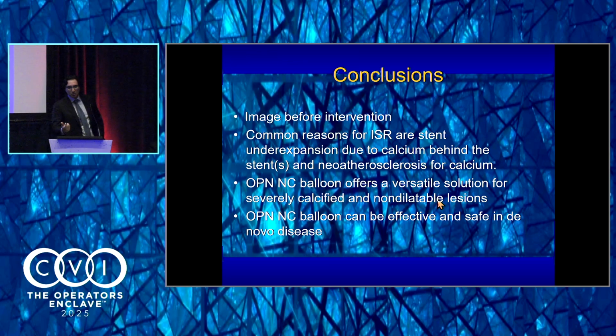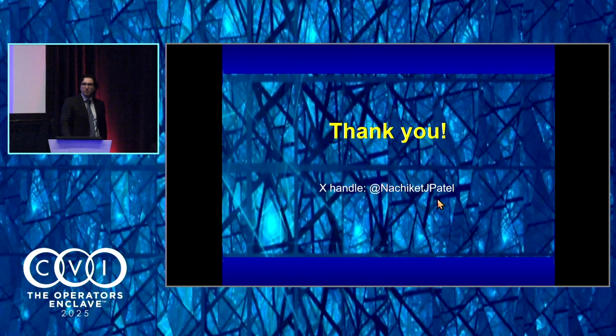So in conclusion, the first case gives us an example of the importance of imaging before any kind of intervention, so as to not get into a tough situation like that. Common reasons for ISR are stent under-expansion due to calcium behind the stents, and neoatherosclerosis. The OPN balloon offers a versatile solution for severely calcified and non-dilatable lesions, and it's safe and effective both in ISR as well as de novo disease. I appreciate your time. Thank you for your attention.